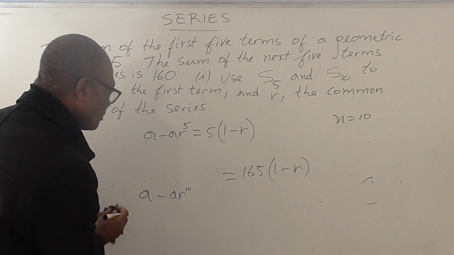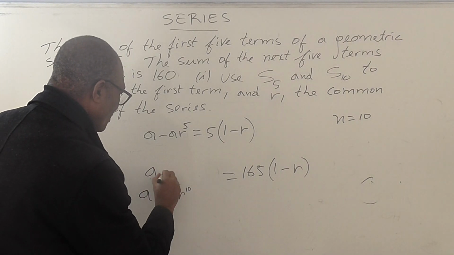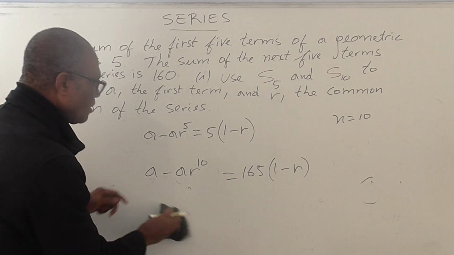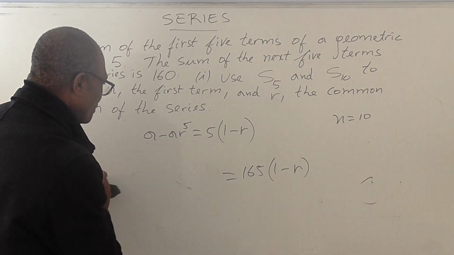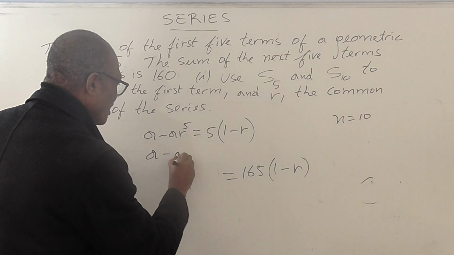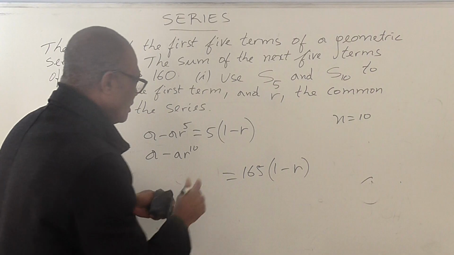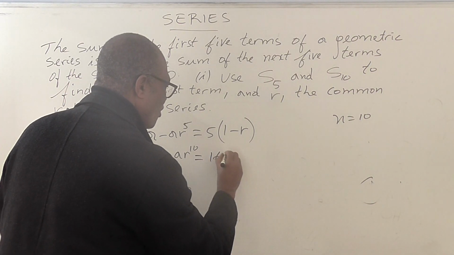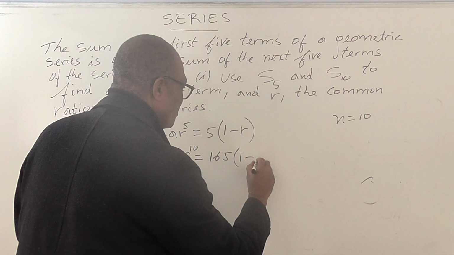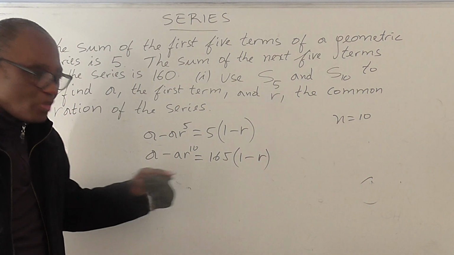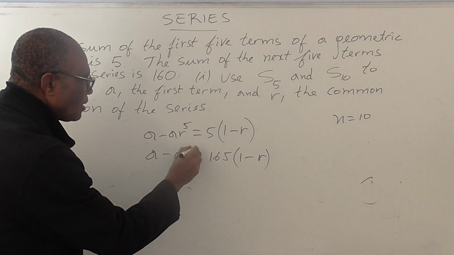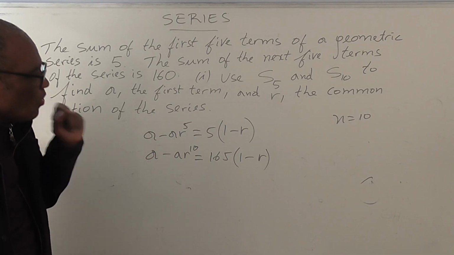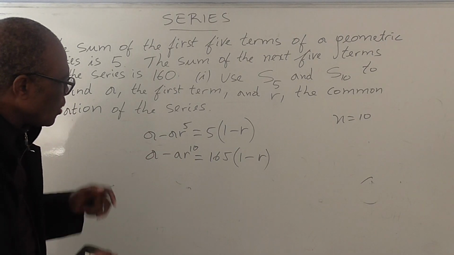So I write A minus A R^10 equals 165 times (1 minus R). Okay, it's what I got now. Now, look what I got. For the two equations, I have the two equations.